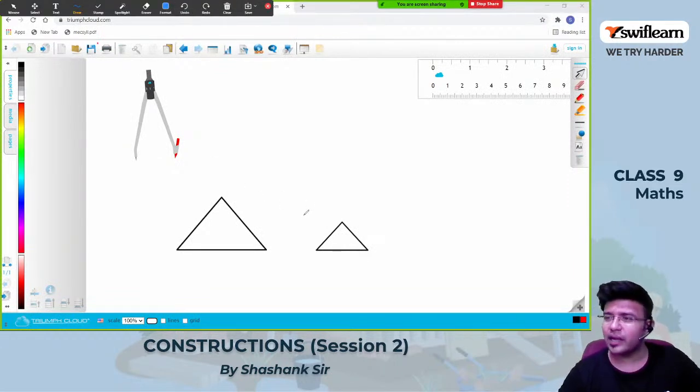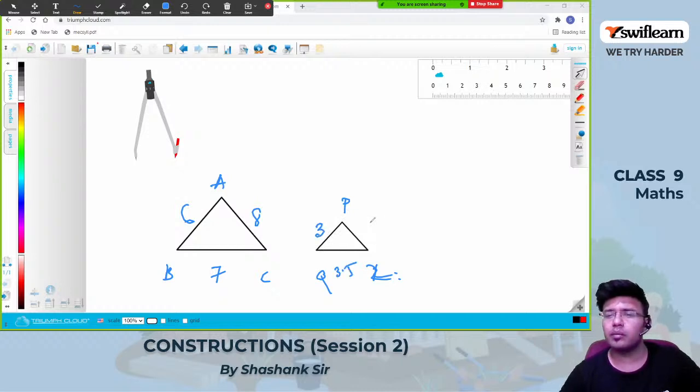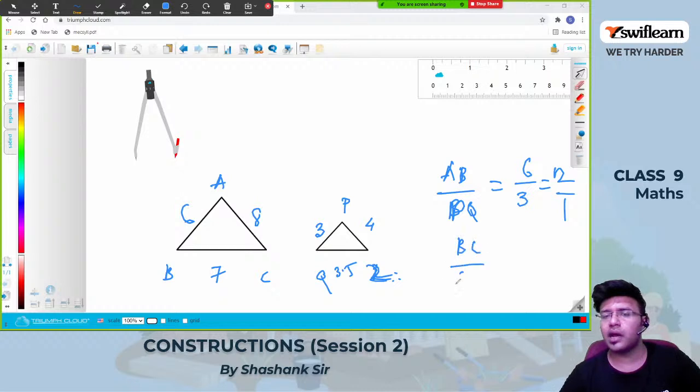Let us take these two triangles, again the same triangles, ABC and PQR. Now AB is 6, BC is 7, AC is 8. PQ is say 3, QR is 3.5, PR is 4. Now check this. AB by PQ, how much is that? That is 6 by 3, that is 2 by 1. BC by QR, that is 7 by 3.5, that is also 2 by 1. And AC by PR, that is also 2 by 1.